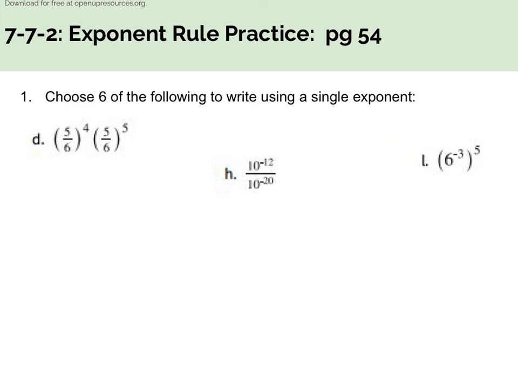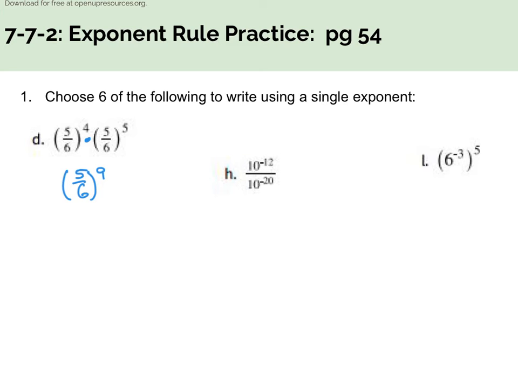Here is our last group, and so we have it as 6 over 5 to the 4th to the 5th. Again, we know when it's multiplying by that, fractions have to have parentheses around them, and if they're sitting next to each other, they're multiplying, so we can add the exponents. So we can add those exponents together, and 4 plus 5 is 9.